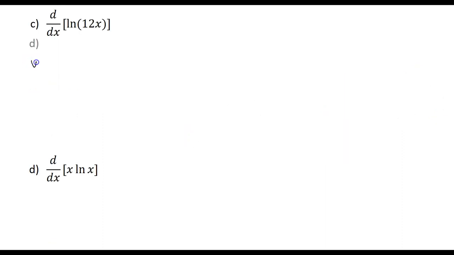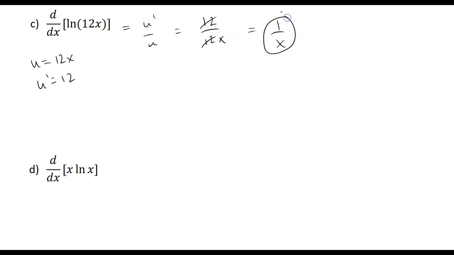For this example, I would have u equals 12x, so u prime would be 12. So the u prime over u here would be 12 over 12x, which is going to be 1 over x. So you'll notice if you have k times x, it doesn't matter what k is, you're still going to get 1 over x as your derivative.